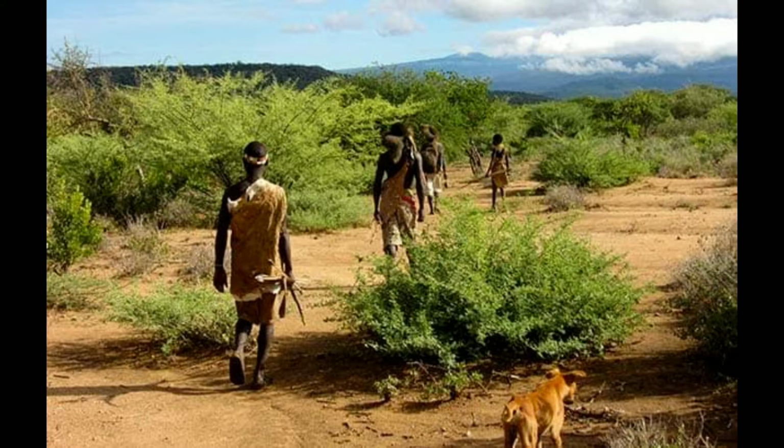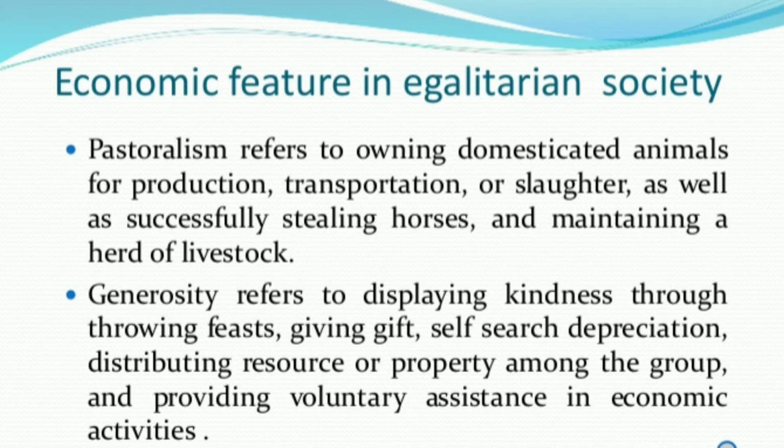Next, we are going to tackle the economic features in egalitarian society. First, we have the pastoralism. It refers to owning domesticated animals for production, transportation, or slaughter, as well as successfully stealing horses and maintaining a herd of livestock. Second is the generosity.